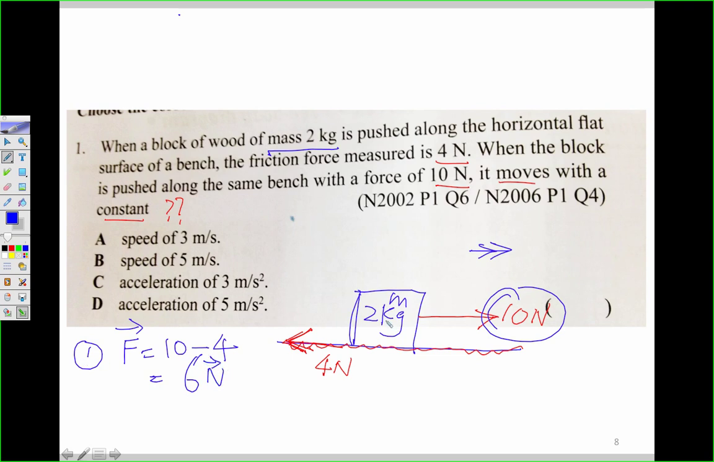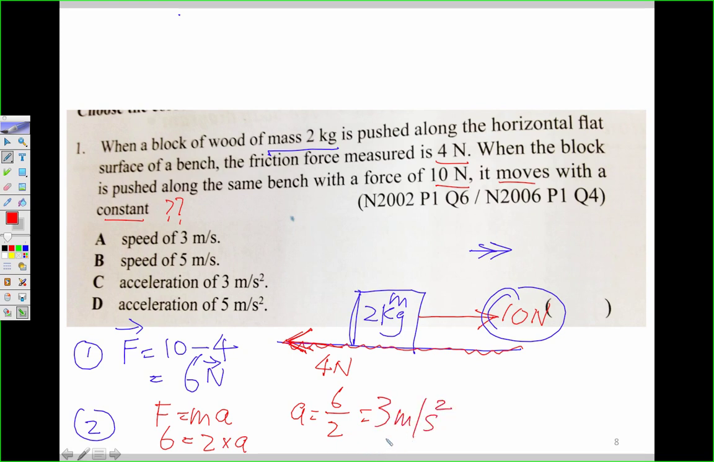Okay, so I already solved for my resultant force. You notice with resultant force, I can actually apply my next concept, which is F is equal to ma. So with an acceleration, I will have a resultant force. So in this case, I just substitute 6 is equal to 2 times a. So a is equal to 6 divided by 2, which gives me the answer 3 meter per second squared.